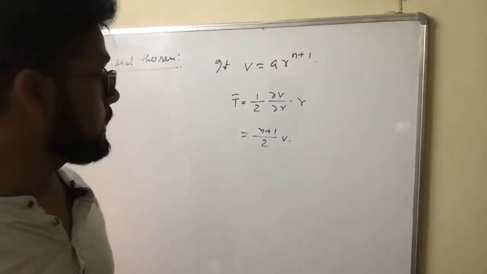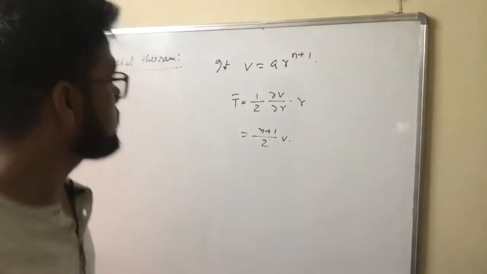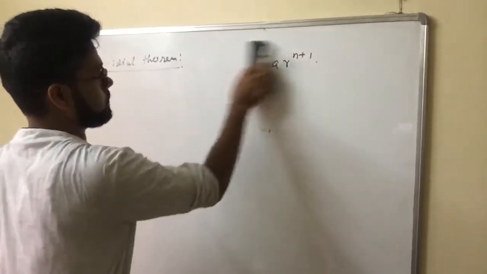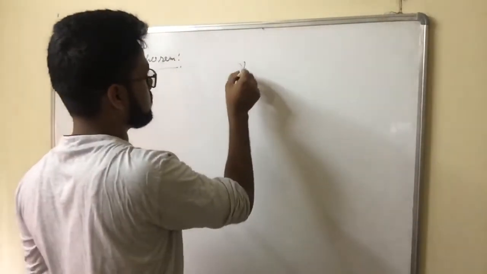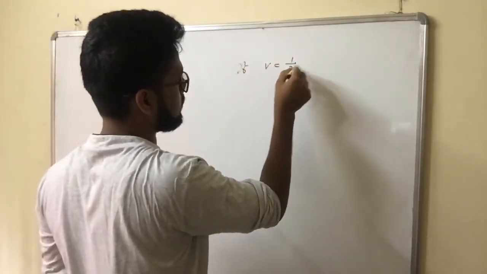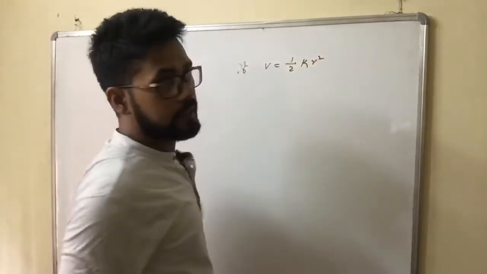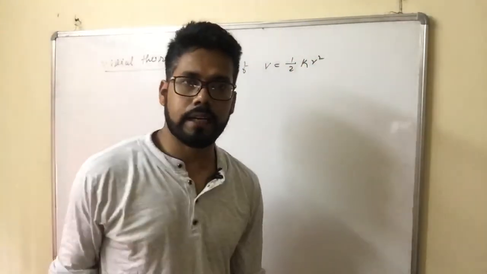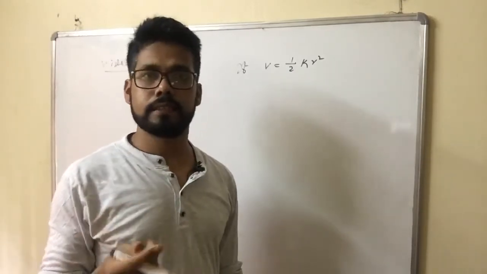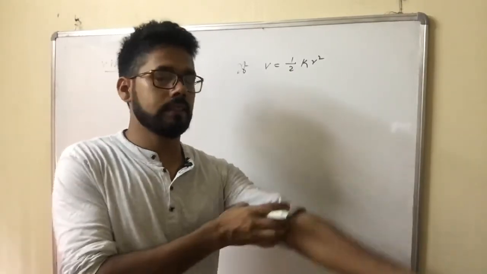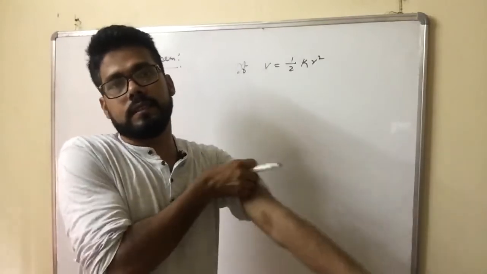And another question is, if the potential of a harmonic oscillator is half k r square, then what is the ratio of kinetic energy and total energy? What is the ratio? They are asking this question in the NET exam.